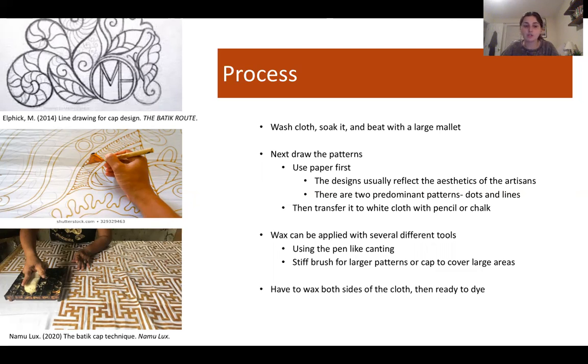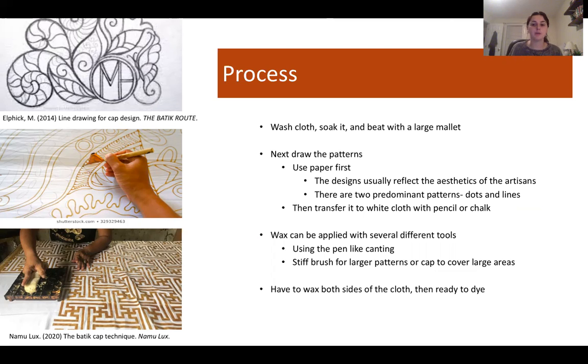Next, you draw your patterns. First you draw your pattern on a sheet of paper. Typically, like I was talking about a few slides ago, it reflects the aesthetics of the artisans or of the area that they're from, so it usually has design elements that they're much more familiar with. There's really no standard of what you would use, but there are two predominant patterns, which are dots and lines. After that, you transfer that design onto white cloth with a pencil or chalk.